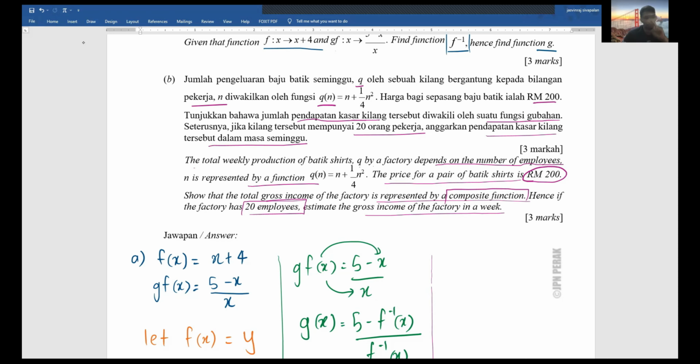So you have to find two things here. Okay, one is the composite function, the other is to estimate the gross income of the factory in a week. So you have to find two things, the composite function and also the income of the factory in a week. Okay, how do we do this?